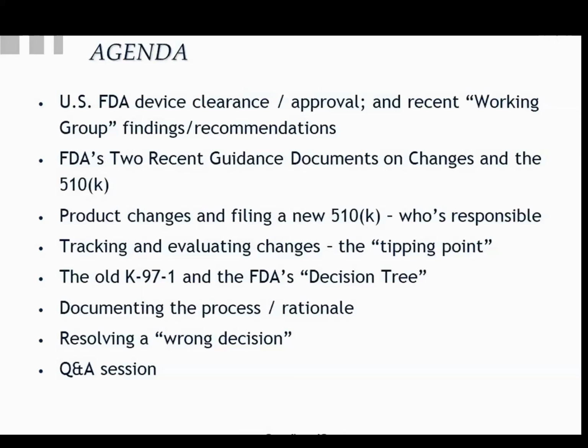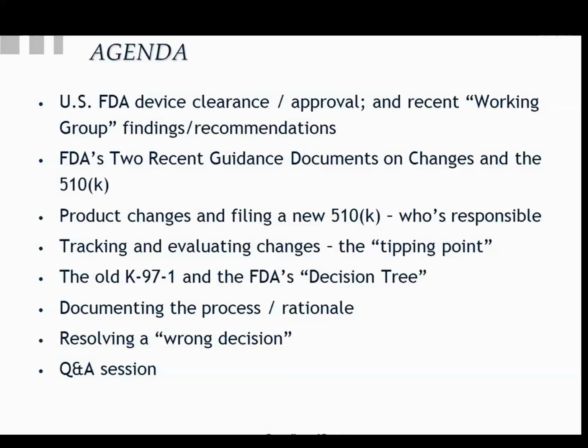We'll talk a little bit about the old K97-1 model and how it's been updated. The FDA attempted to update it a few years ago with just an update, a guidance document to K97-1, but then they canceled that, and they subsequently came out with two guidance documents, one for the hardware or the device itself, and the second for any firmware or software in the device. And the majority of the information on both the guidance documents are very similar, and also very similar to the old K97-1 memo.